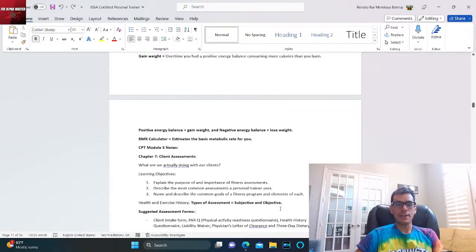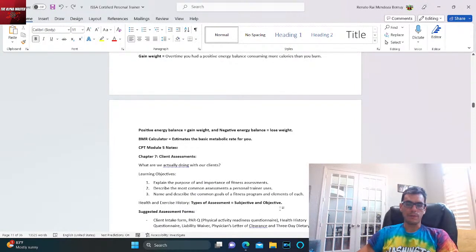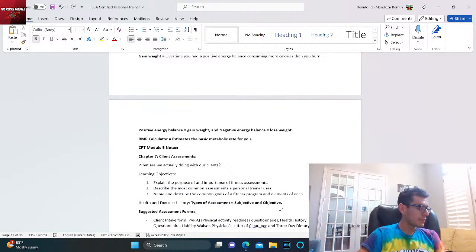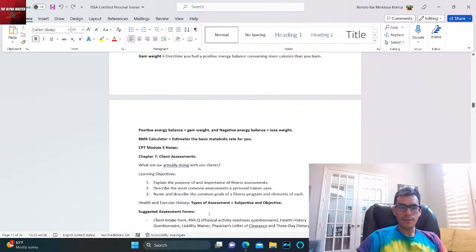So health and exercise history. You have types of assessment, which are going to be subjective and objective assessment. For health and exercise history, you're going to have the PAR-Q, the Physical Activity Readiness Questionnaire, for the subjective assessment forms.